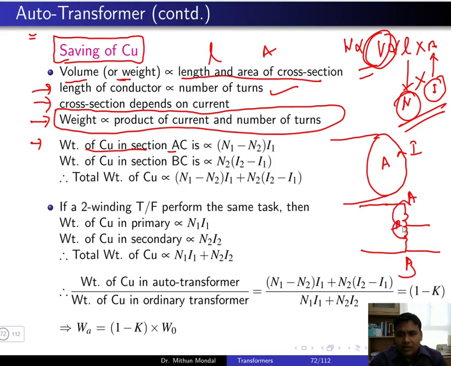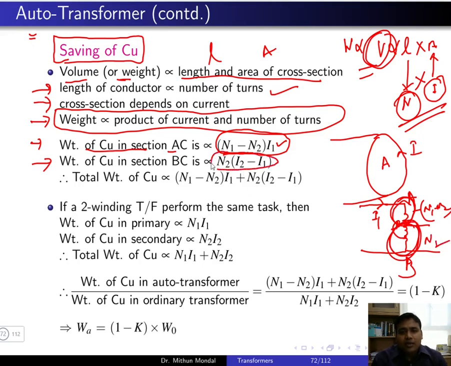In this part of the circuit, that is the AC part, the number of turns was N1 minus N2 and the current was I1, because I1 was the current flowing on this side. The product of number of turns into current will give the weight of the copper in a particular section. So for AC we have determined it. Now the weight of copper in section BC: on this side the number of turns is N2 and the current flowing is I2 minus I1. So N2 product with I2 minus I1 is the weight of the copper in section BC.